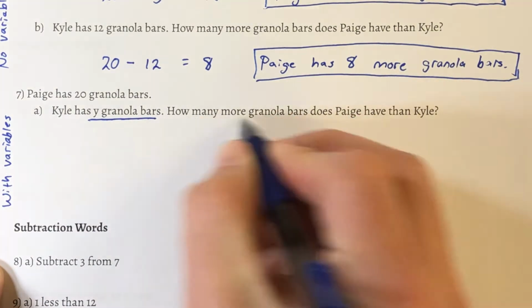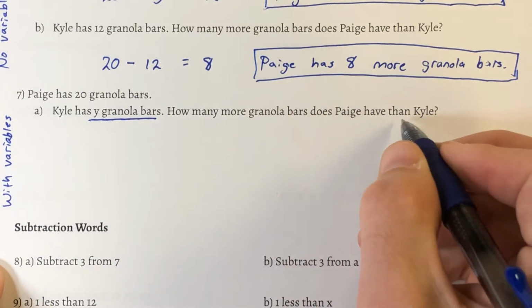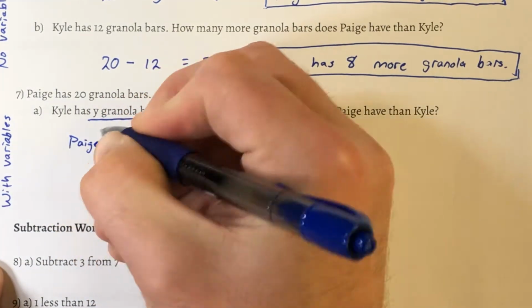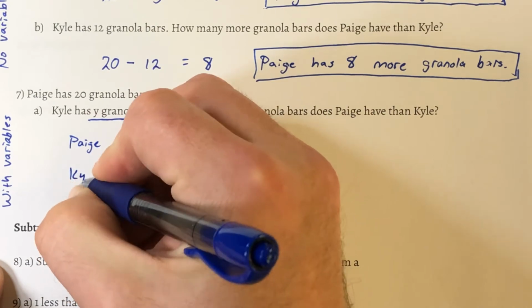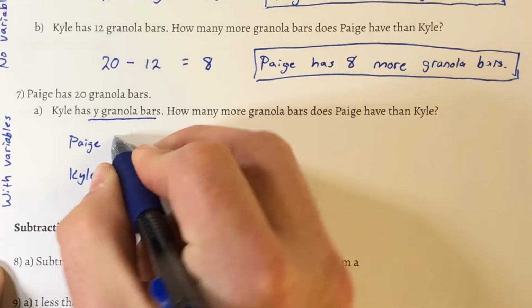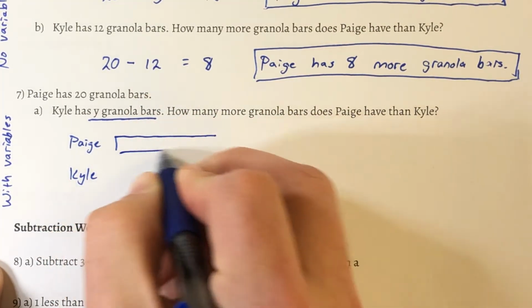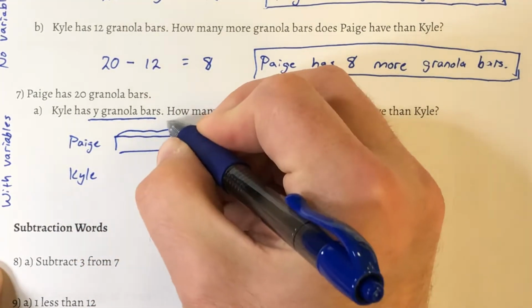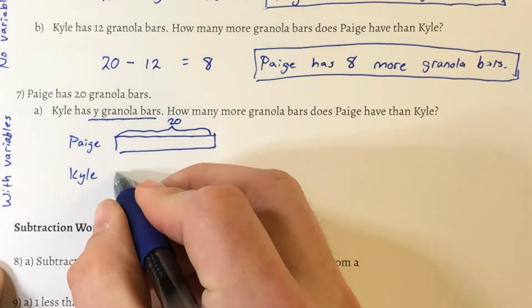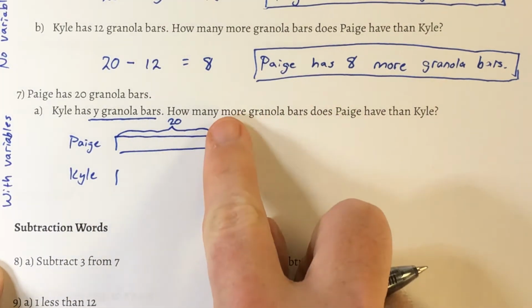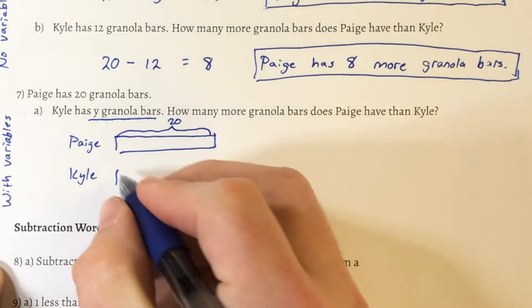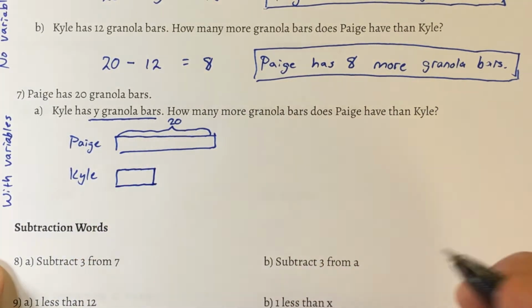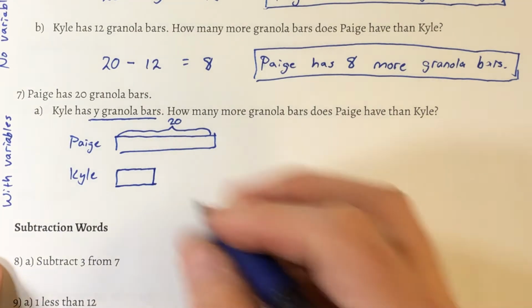All right, same question. How many more granola bars does Paige have than Kyle? So we're going to think of this visually first. So we've got Paige. We've got Kyle. Paige has 20 granola bars, right? How many does Kyle have? We don't know. However, it says how many more does she have? So we know she's got more. So I'm just going to draw a smaller bar for him. He's got fewer. I don't know how many though.